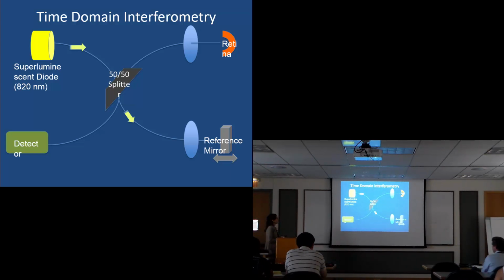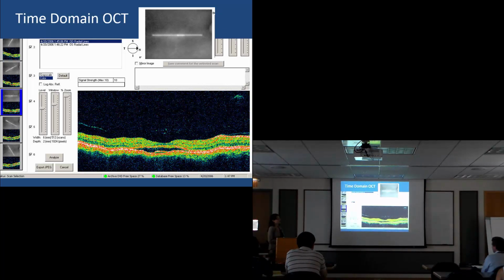And so they came out with a superluminescent diode, goes through the splitter, which I'm sure you are familiar with, and it hits both the reference mirror and the retina at the same time. That way we have some depth perception of what we're looking at for tissue, and then it goes to the detector. As slow as that animation was, it's as slow as those images were captured, and that's what gave us the time domain image.